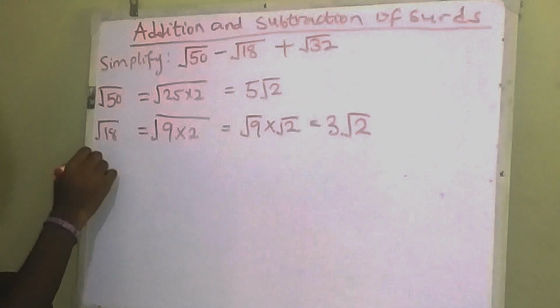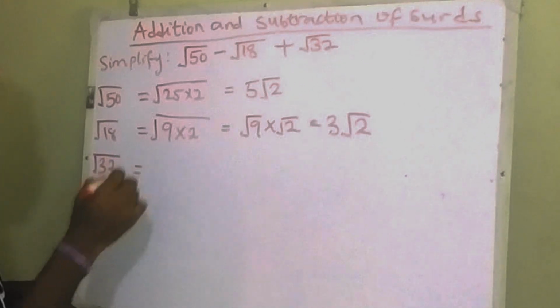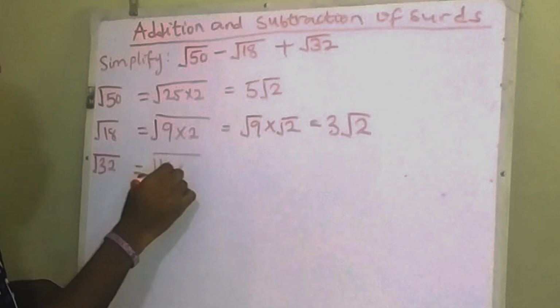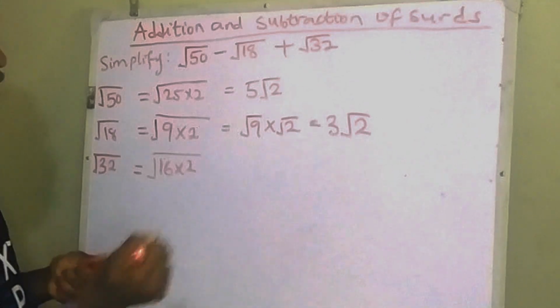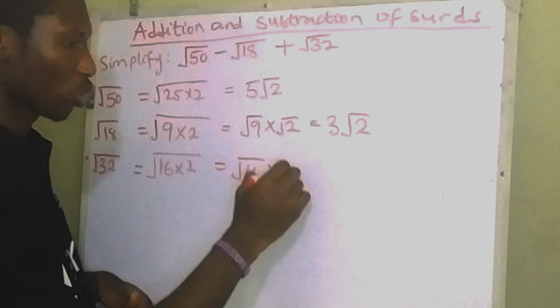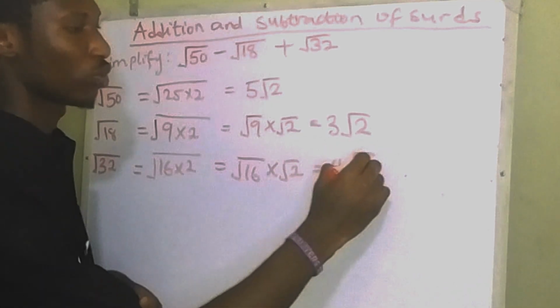Now for square root of 32, can be written as what? Square root of what? 16 times 2. Now what is square root of 16? Square root of 16 is 4, obviously. So we write square root of 16 times square root of 2 is equal to what? 4 square root of 2.